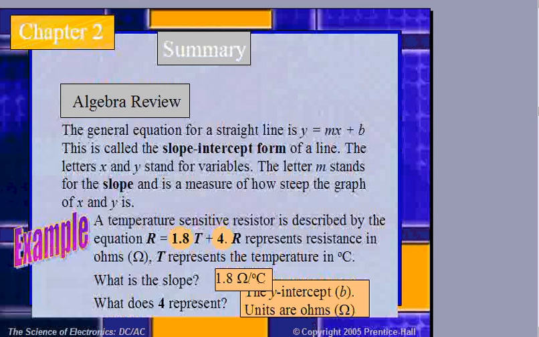A temperature-sensitive resistor is described by the equation R equals 1.8 T plus 4. R represents resistance in ohms. T represents the temperature in degrees Celsius. What is the slope? Well, if you compare it with the above equation, y equals mx plus b, the slope is defined by the coefficient in front of the x. In this case, it would be T, so the slope would be 1.8. What does the 4 represent? The 4 represents the y-intercept.